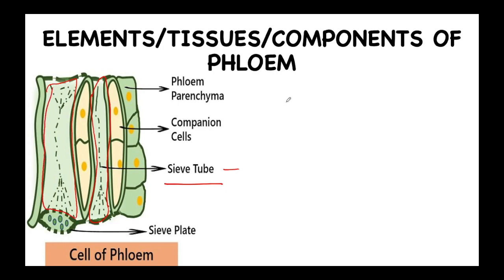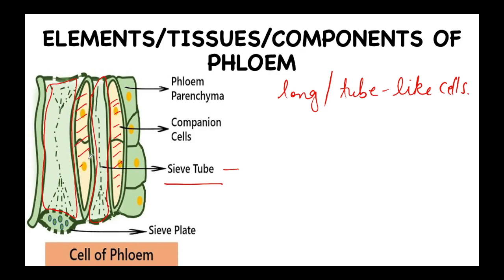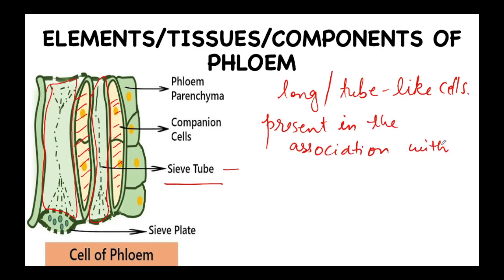These are the sieve tubes, and sieve tube elements or sieve tubes are made up of long and tube-like cells, and they are present in association with companion cells. If you could see this yellow part, this is companion cell, this is companion cell. So sieve tube is present with the companion cell. This sieve tube is also present with this companion cell, right? So they are present in association with companion cells.